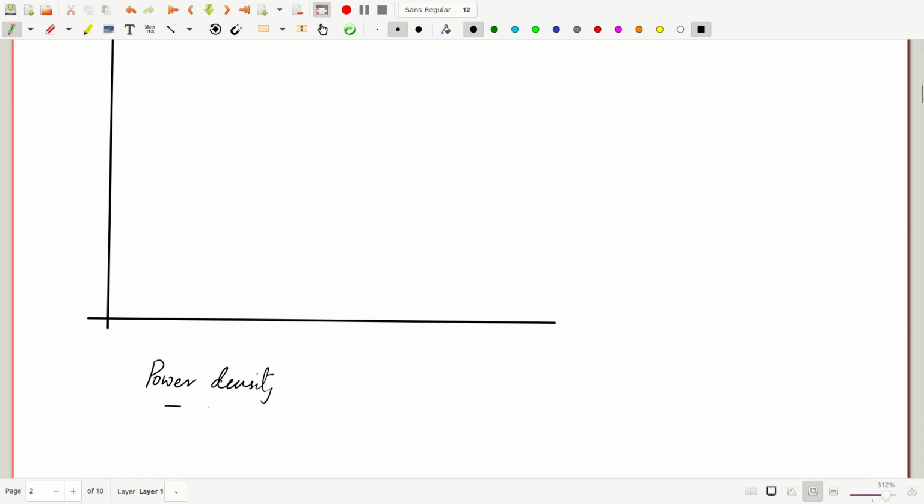Okay, power density is basically the energy consumed per meter cube. That means Q dot here is basically either the heat that is dissipated or the power that is consumed, energy that is consumed, heat transfer rate. Okay, this is heat transfer rate per meter cube.